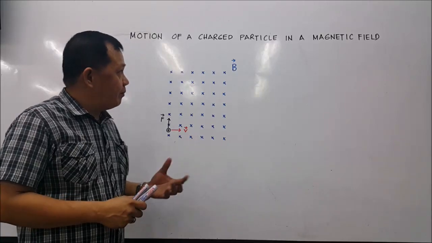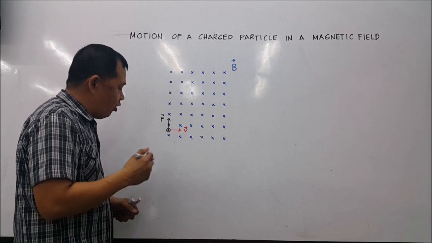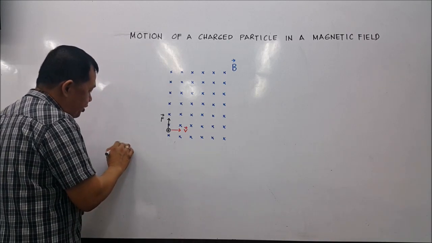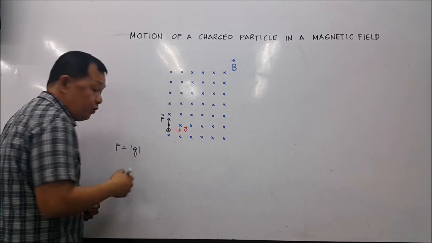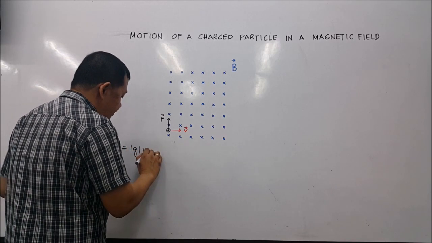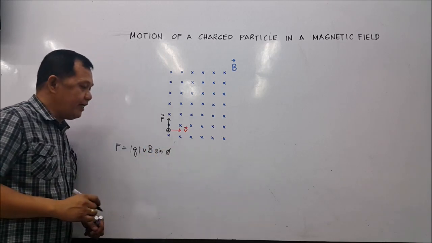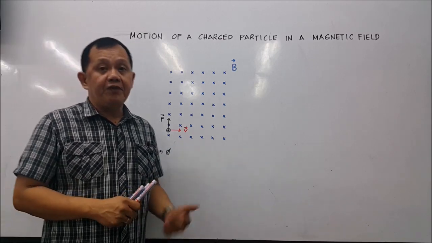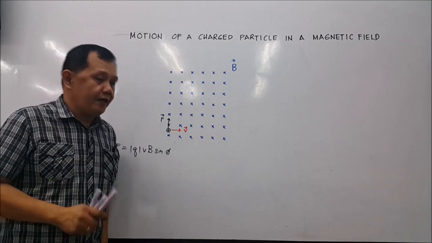Now we know the magnetic force exerted by a magnetic field on a moving charge. So recall, the magnitude of the magnetic force is equal to the magnitude of Q times V sine phi. Okay? And we also know the direction of the magnetic force is given by either using the right-hand rule or the cross product.